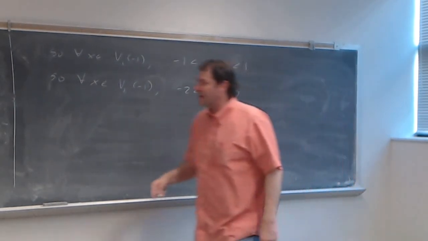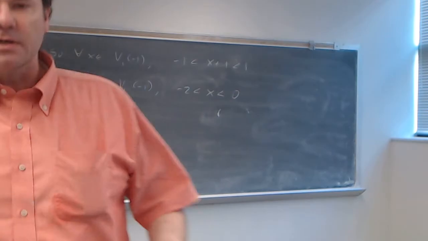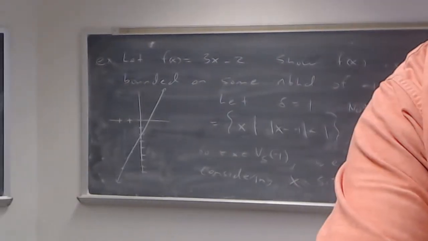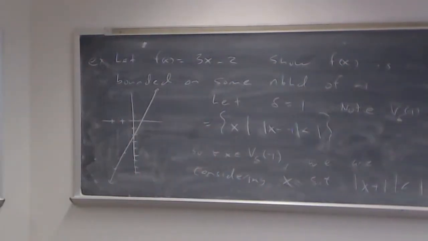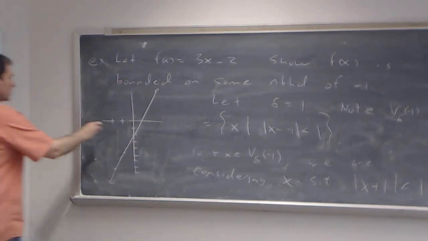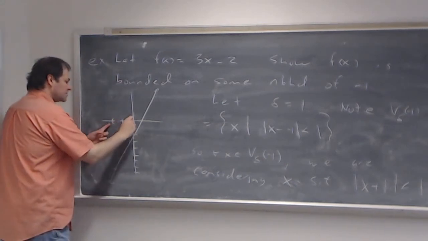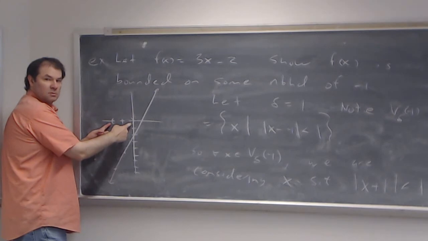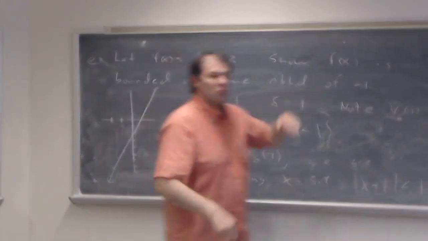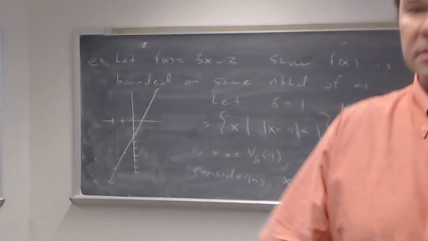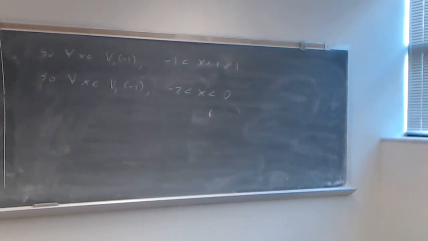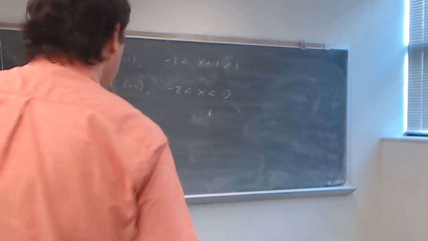But wait a minute. Let's go back here. If you look at the delta, the 1 unit about minus 1, you look back here at the graph. What are we talking about? We're talking about being 1 unit from minus 1. Well, that means you're either minus 2 up to 0. Well, that's what we just wrote. That is exactly what we just wrote. Okay? But instead of seeing it graphically, we're seeing it now symbolically.